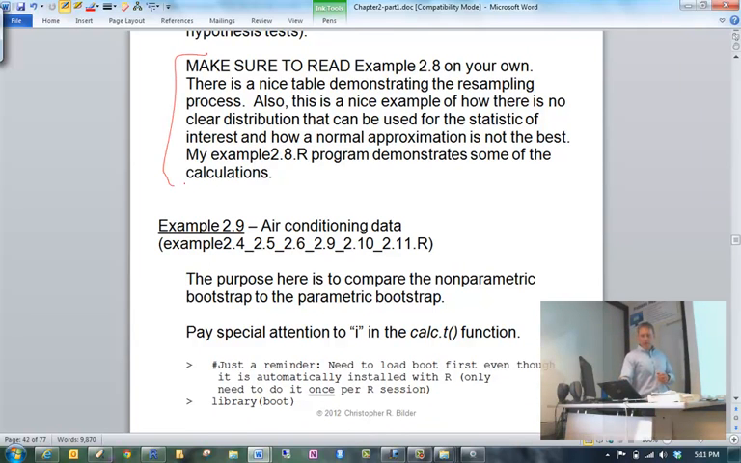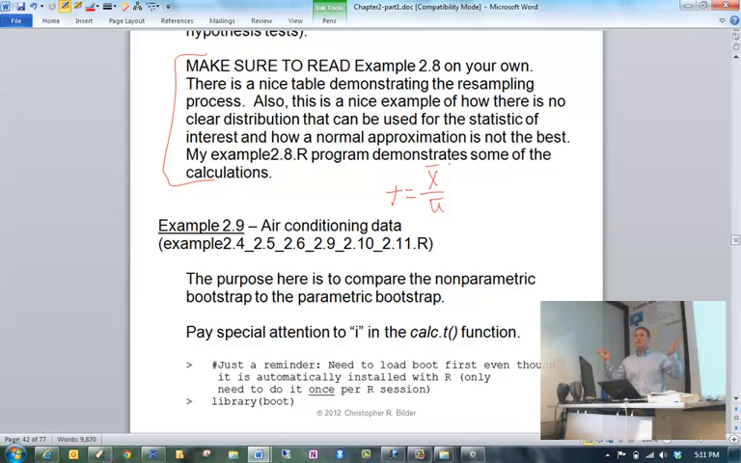Lastly here, the book has an excellent example of the nonparametric bootstrap. Make sure you read it. To help you out, I've actually reproduced some of their stuff in my example 2.8.R program that I'm not going to talk about in class. But if you have questions, of course, you can ask about. But what's interesting in their example is that they use their interest in the following statistic. T is equal to x bar over u bar. So they have some data they call x, they have some data they call u, and they're looking at the ratio of the 2 means.